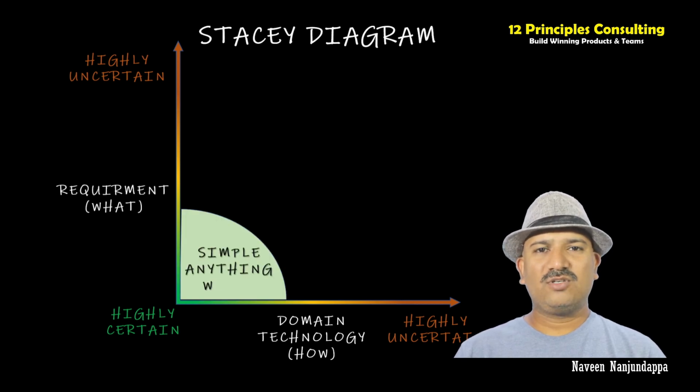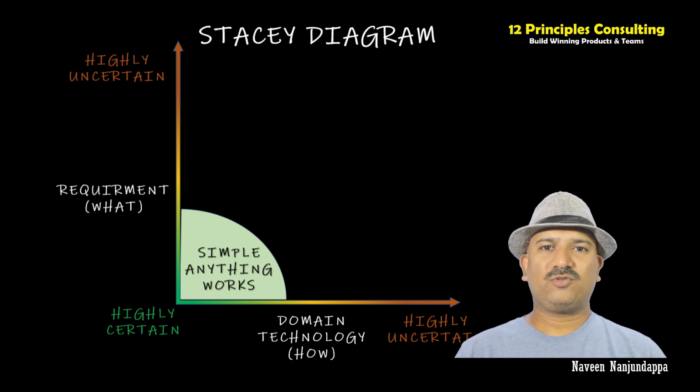the first zone is where the requirements are highly certain and the technology is highly certain, which means the team members know what to do and the team members also know how to work on it. That's called a simple zone. In the simple zone, anything will work. Waterfall, V model, Scrum, Kanban, any framework will work. In fact, no framework will also work. Why? Because this is a zone where the team members know what to do and how to achieve it. Very simple, very easy to work on.